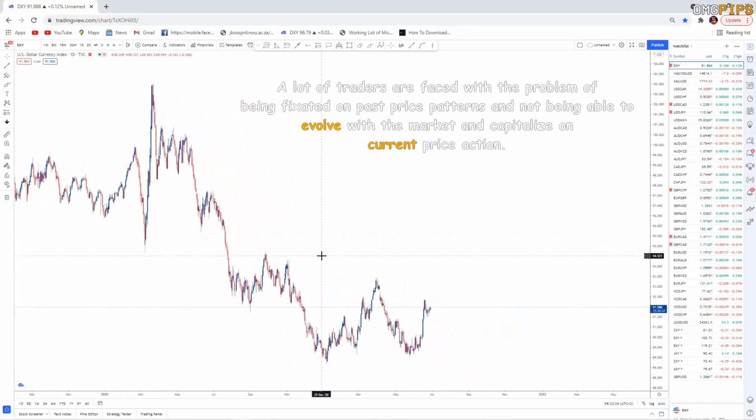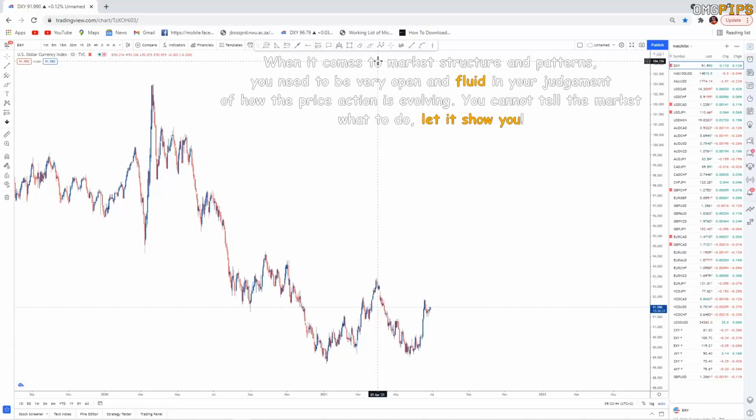A lot of people, the problem that they mostly face is that they focus on patterns and make them fixed so that they can't change. I don't know if I'm making sense. They can't be changed. So when it comes to market structures and market patterns, you need to be very open with how the market is actually moving, by opening up to evolving, opening up to changing your setups, and opening up to looking at the market in a different way.